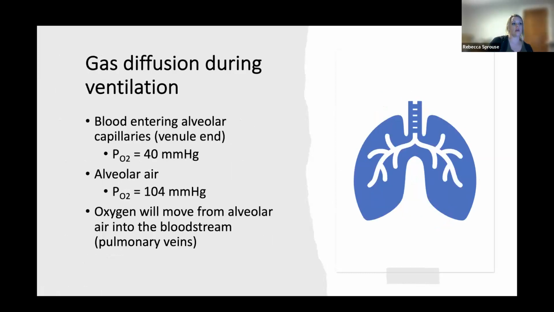Oxygen now, okay? Blood entering those capillaries is deoxygenated blood. It's got a partial pressure of oxygen of 40. The air we breathe in is high in concentration of oxygen, high in partial pressure of oxygen. It's 104. So you can imagine that oxygen is going to move from our lung alveoli into the bloodstream, and that is how our blood gets oxygenated. Then that oxygenated blood will go back to the left side of the heart and be pumped out to the body.